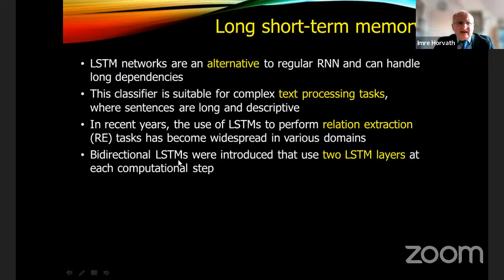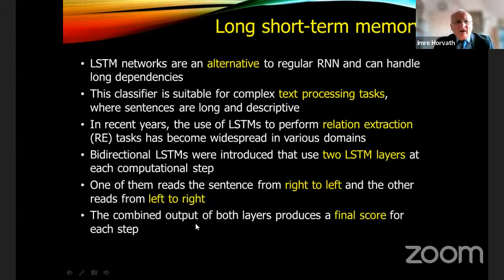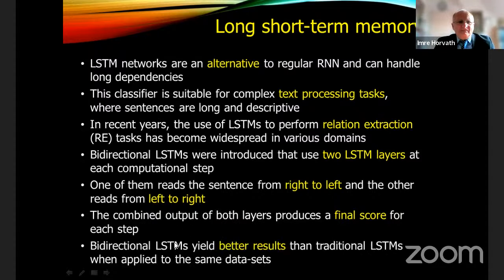Bidirectional LSTMs were introduced that use two LSTM layers at each computational step. One of them reads the sentence from right to left, and the other reads the sentence from left to right. The combined output of both layers produces a final score for each step. So the bidirectional long short-term memory can yield better results than traditional long short-term memories when applied to the same data set.